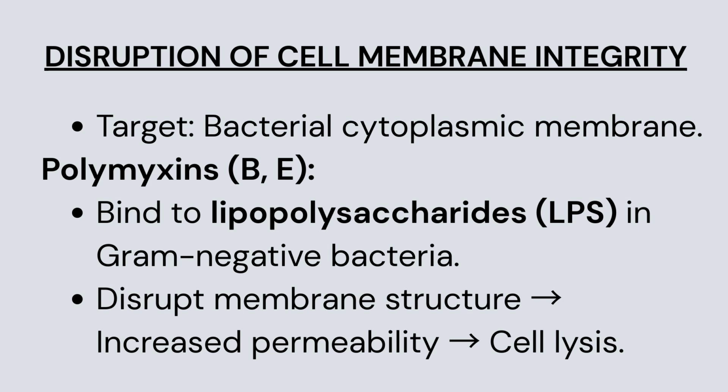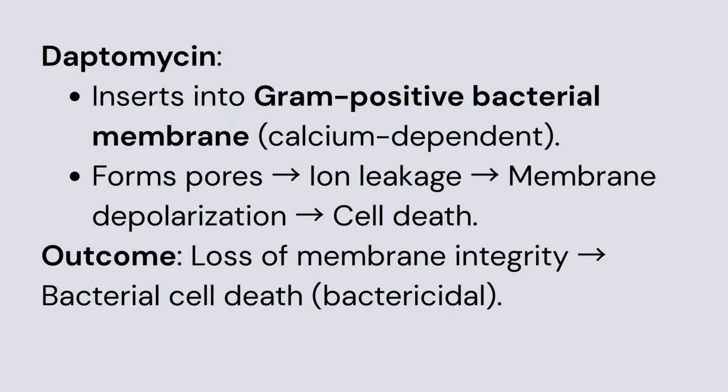Disruption of cell membrane integrity. Some antibiotics directly damage the bacterial cell membrane, leading to the leakage of essential ions and molecules, which causes bacterial cell death. Polymyxins such as polymyxin B and polymyxin E bind to lipopolysaccharides and phospholipids in the outer membrane of gram-negative bacteria. This interaction disrupts the membrane structure, increasing its permeability and leading to cell lysis.